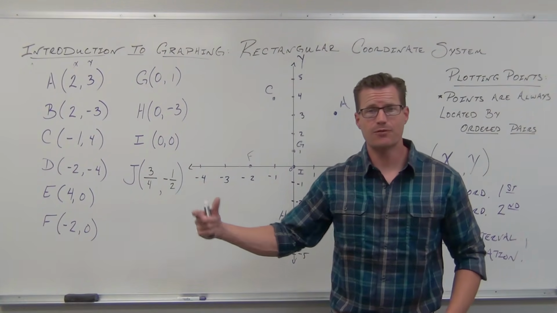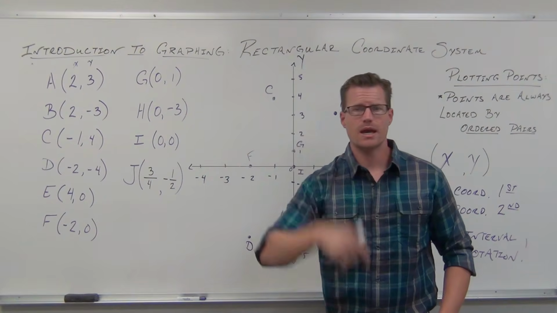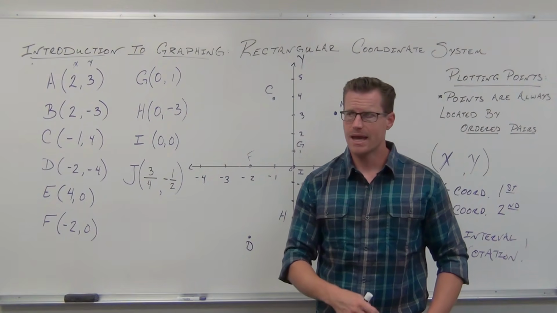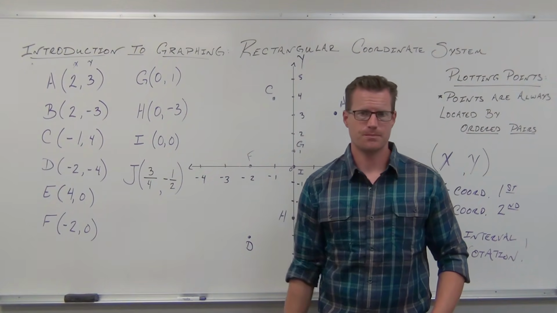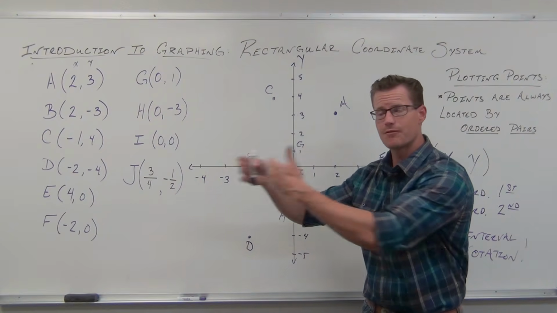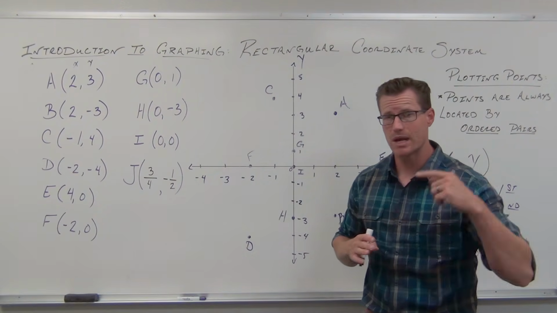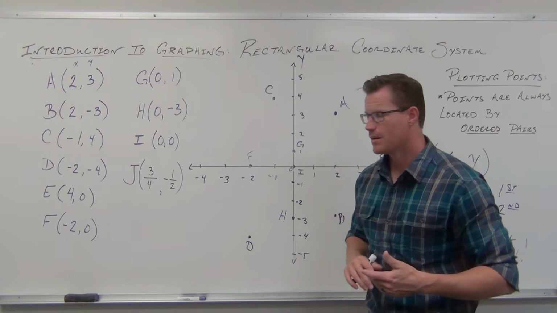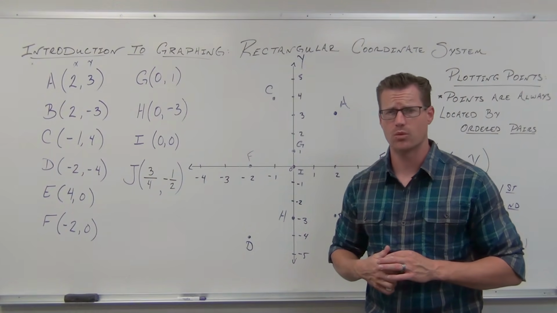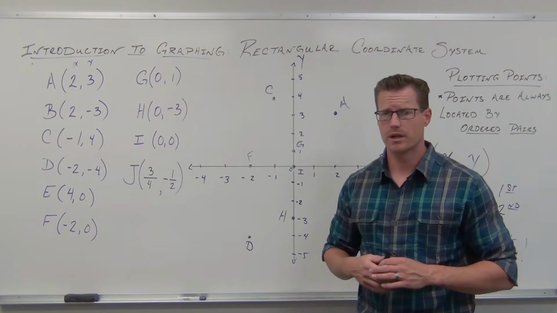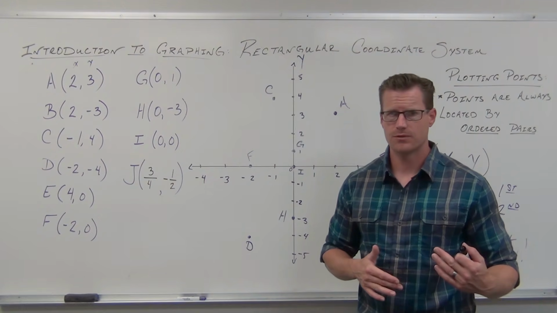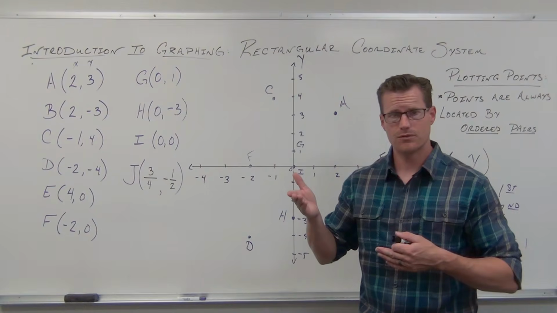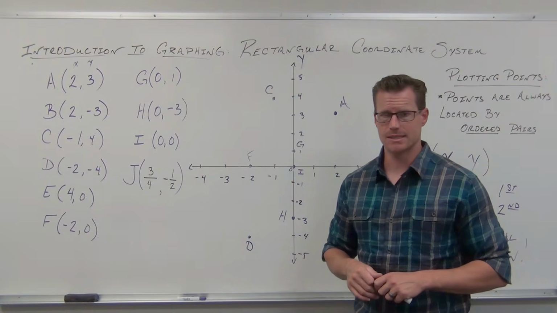Well, let's think about that. Everybody right now, I want you thinking, what's the x-coordinate? Is the x-coordinate positive or negative? Does that put you to the left or the right of the y-axis? If you're able to answer those questions, you've learned something about your graphing, okay? How about the y-coordinate? What's the y-coordinate? Is the y-coordinate positive or negative? Does that mean you're above or below the x-axis?